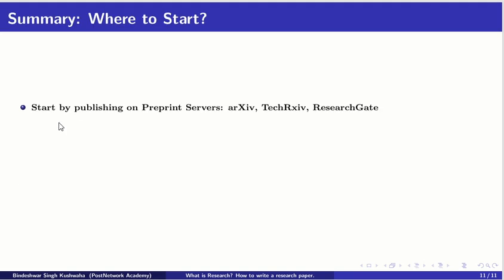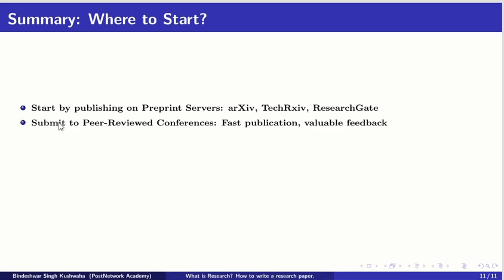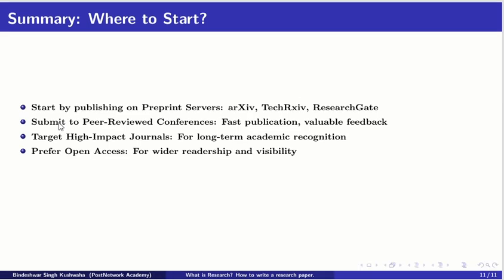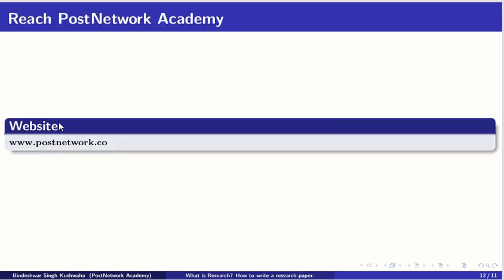Where to start? If you are newer, start by publishing on preprint servers like arXiv, TechRxiv, ResearchGate, because it will not take much time. Otherwise, if it is a peer-reviewed and very good journal, it can take 1 year, 2 years, even 3 or 4 years. So start from here. Submit to peer-reviewed conferences: fast publication, valuable feedback. Target high-impact journals for long-term academic recognition. Prefer open access for wider readership and visibility. And you should build a profile on Google Scholar, ResearchGate and ORCID.